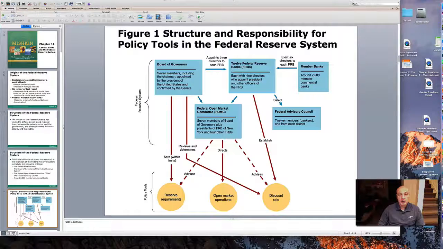And in addition to all this, there are about 2,900 to 3,000 member commercial banks that are part of the Federal Reserve System. In podcast number 1, we're going to focus on the Federal Reserve Banks. We'll discuss the member banks and a little bit about the Federal Advisory Council. In podcast 2, we'll focus heavily on the Board of Governors as well as the Federal Open Market Committee and the execution of monetary policy through the reserve rates, through open market operations, which is buying and selling securities to affect the money supply, and the setting of the discount rate.